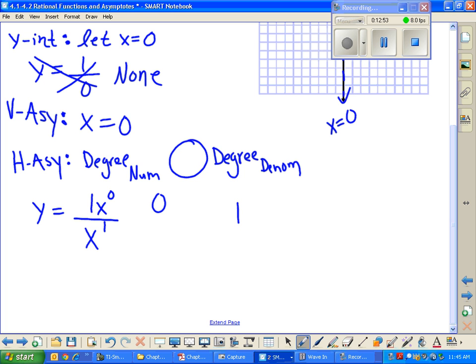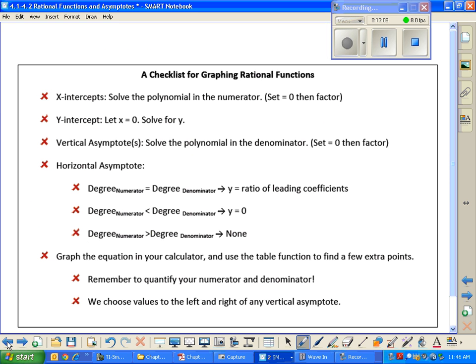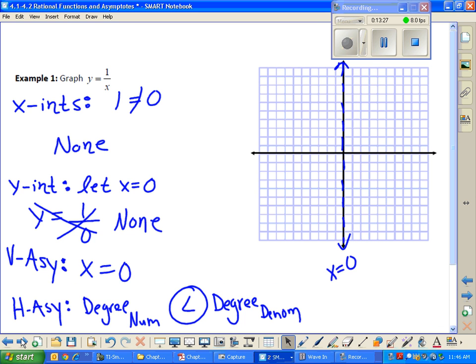So I need to now compare 0 to 1. 0 is less than 1. True story. Which means the degree of the numerator is less than the degree of our denominator. So we go back and we look at our checklist. And the case that we're focusing on right now is this guy right here, where the degree of the numerator is less than the degree of the denominator. Automatically, your horizontal asymptote is at y equals 0. So there's not even really any thought. It's kind of like a canned response. So our horizontal asymptote is at y equals 0.